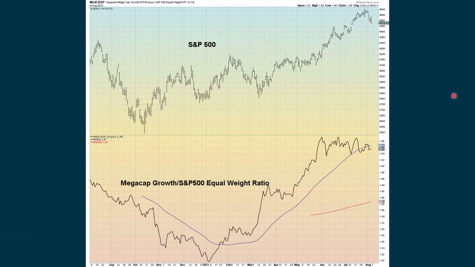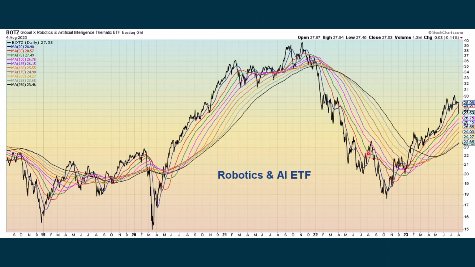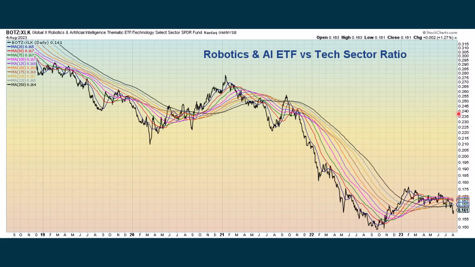We compare the mega cap growth, the really big companies, with the equal weight ratio, showing that the really big companies continue to outperform. But we're seeing this drop down just a little bit as we see more stocks coming in and participating. The robotics and AI ETF. This is in an uptrend, but it has been falling back as of late. We compare this to the tech sector, and now it's actually starting to underperform.